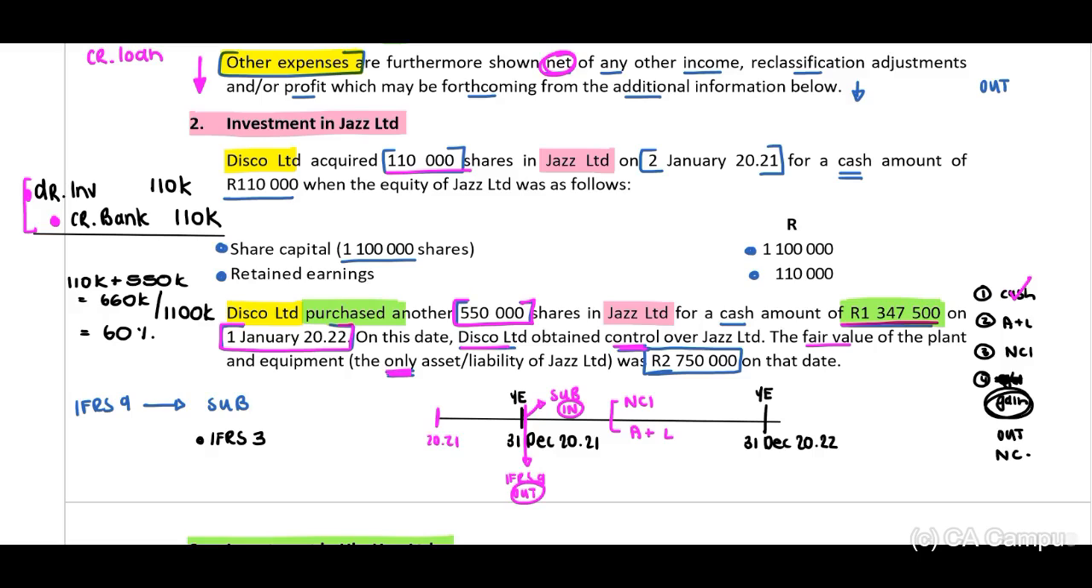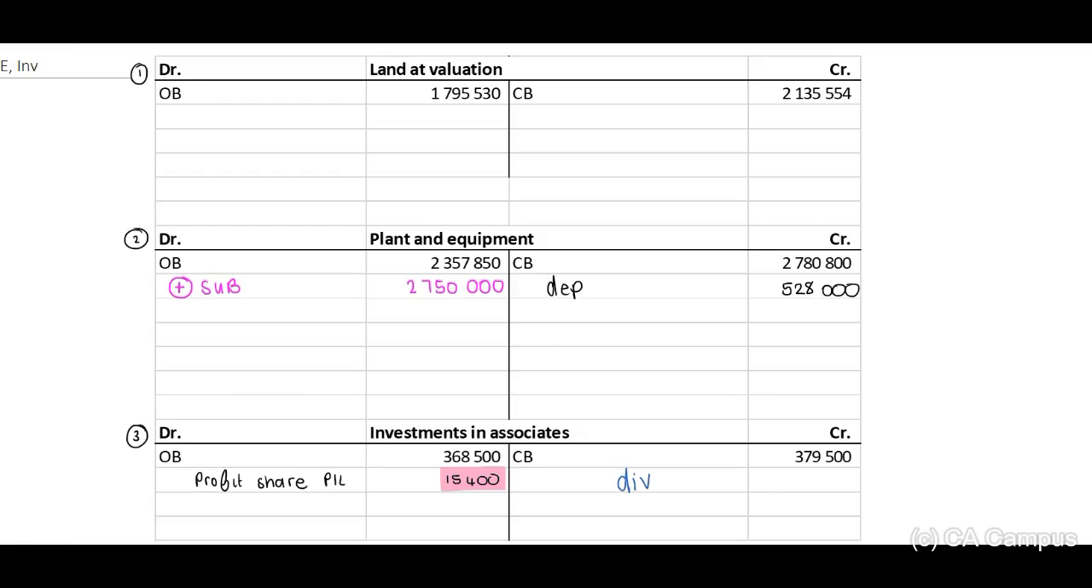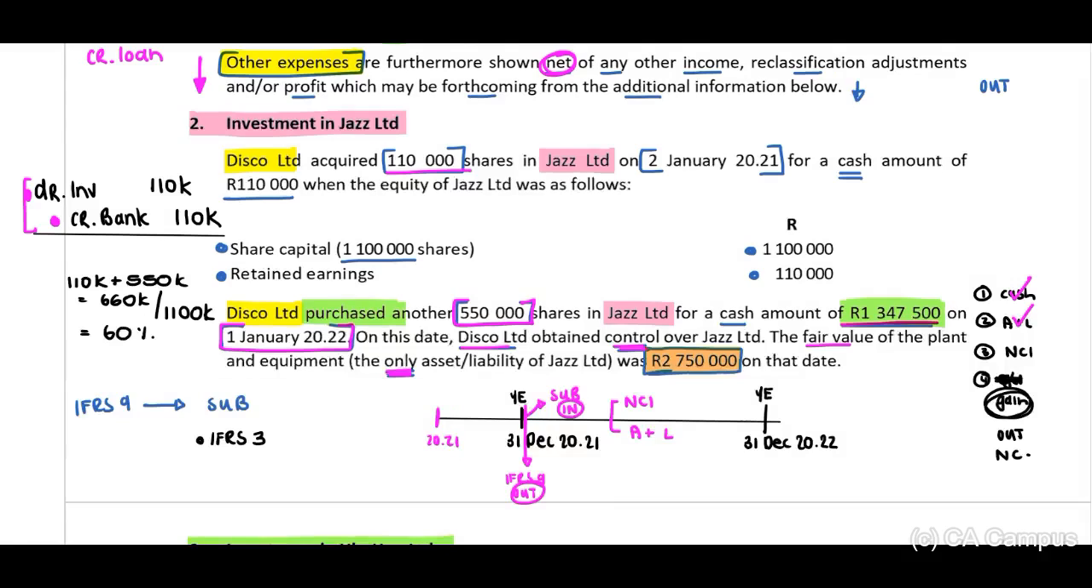We now need to identify the assets and liabilities to include, and they indicate to us it's the 2750. Therefore, we transfer this to our T account, 2750 on the left side. We plus our subsidiary, Jazz Limited, 2750,000. Right. How do we calculate the NCI, or if there's a gain on bargain purchase?